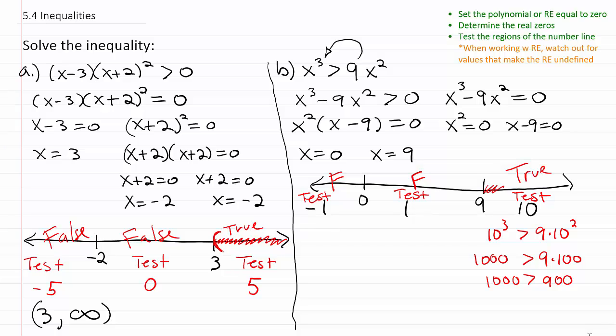So our solution is this part of the number line that goes all the way up to positive infinity. And we don't want to include 9, because when we plug 9 in, we get 0. And of course, this is supposed to be strictly greater than 0. So we're going to just say our answer is from 9 to positive infinity, and keep a round parenthesis on both terms. And we're done.